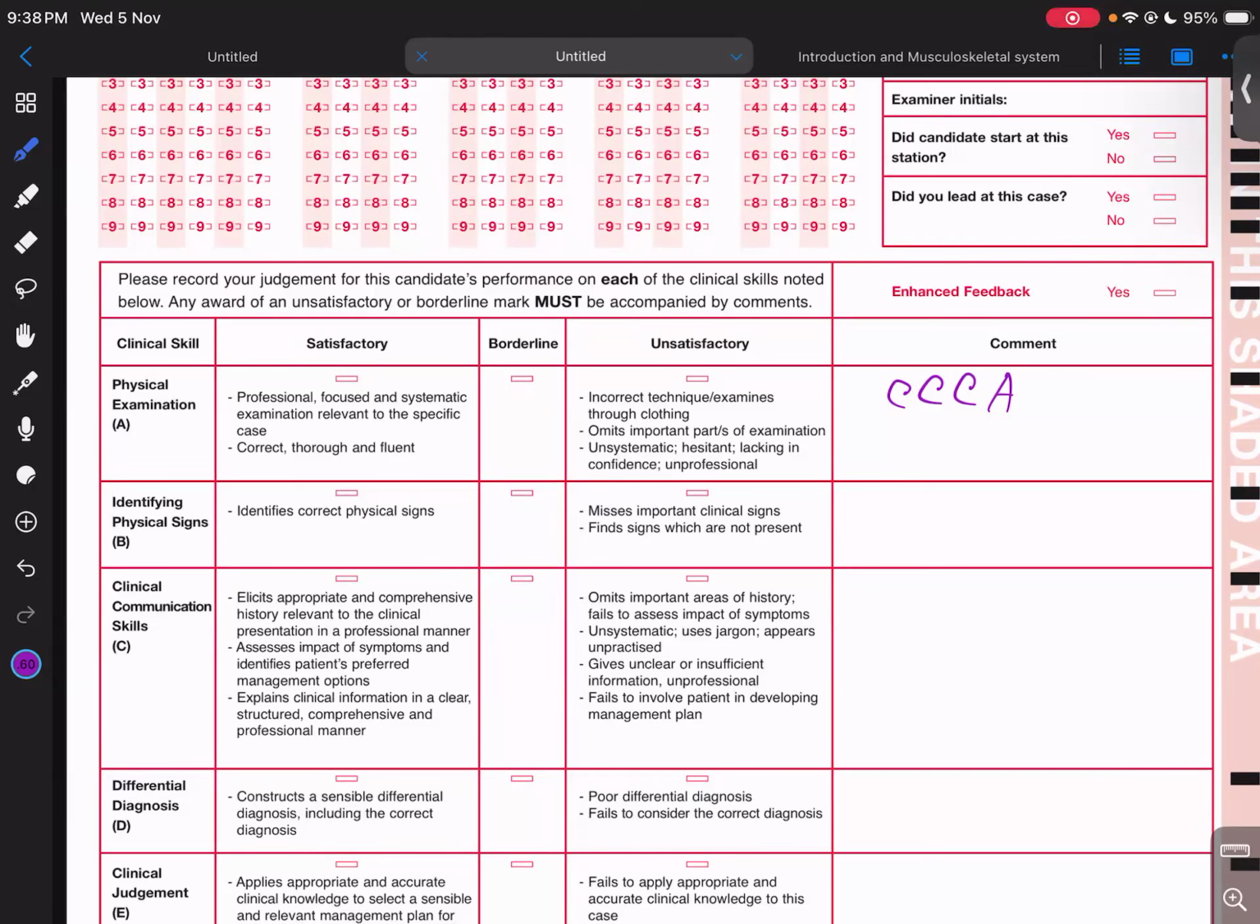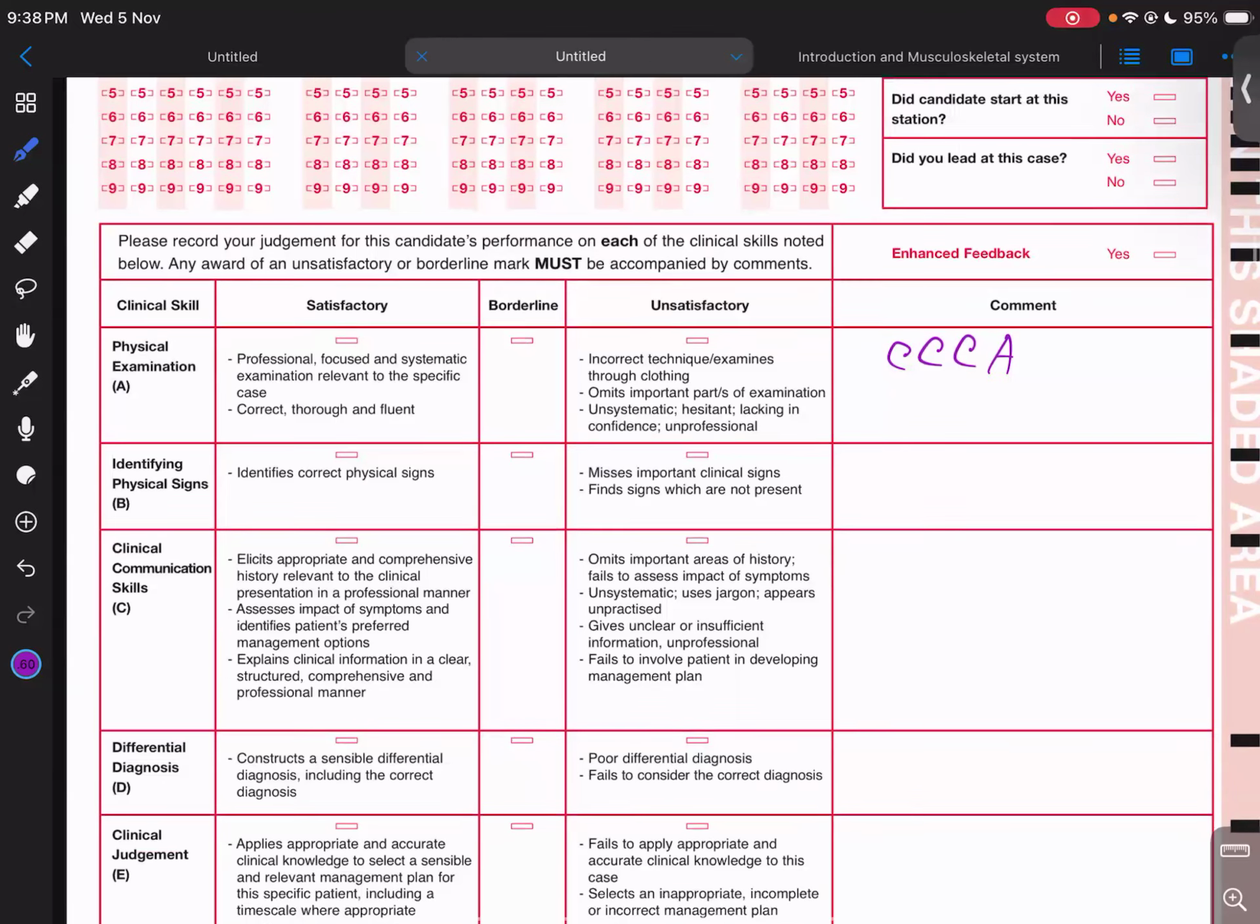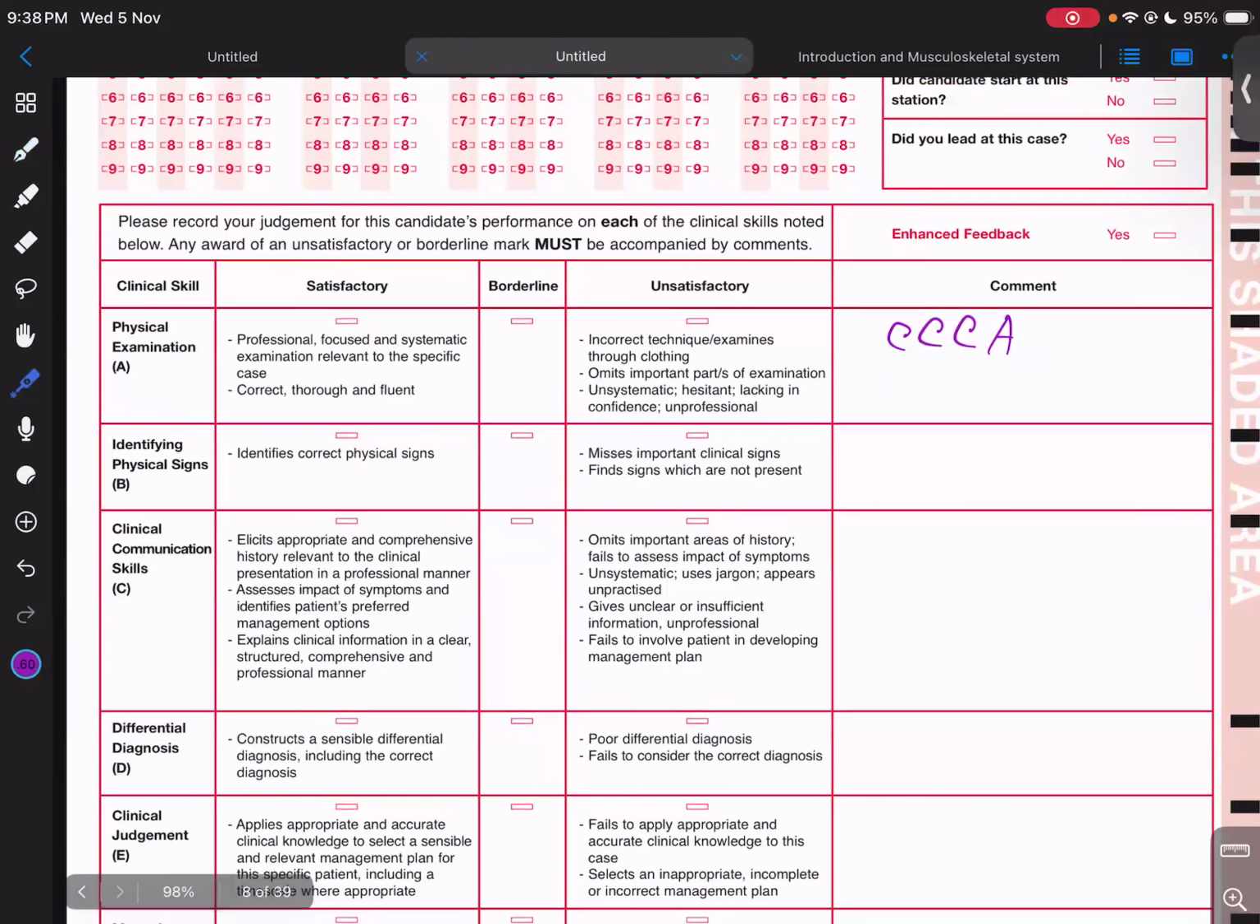These 250 cases are the real PACES exam cases that I have personally collected over the last 3.5 years. These cases have come at multiple centers at different times. These cases are not synthesized by myself. These are real exam cases. So my suggestion will be to follow the CCCA format to get 2 out of 2 in the physical examination section. Then, identifying physical signs.